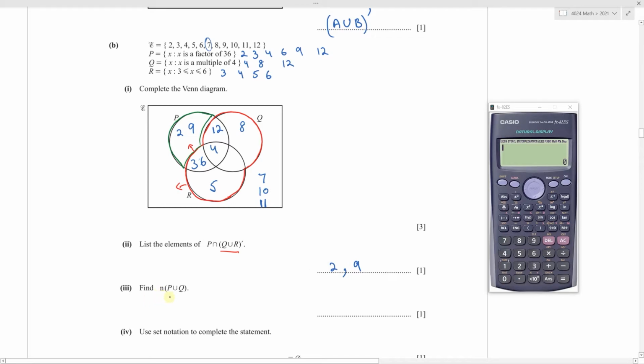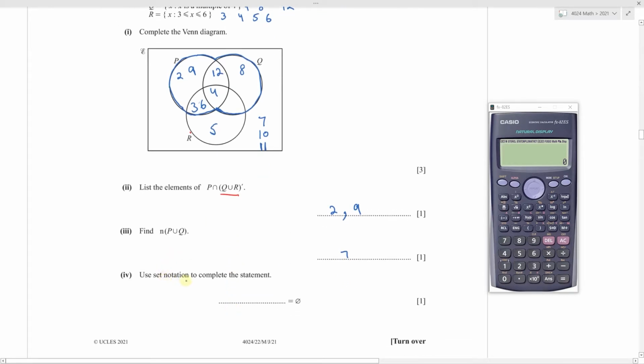Next is find the number of elements in P union Q. So let me erase these boundaries. So the number of elements in P union Q will be everything inside of P and inside of Q. How many elements are in this blue boundary that I have drawn, which is representing P union Q? 1, 2, 3, 4, 5, 6, 7 elements. So the number of elements is 7.